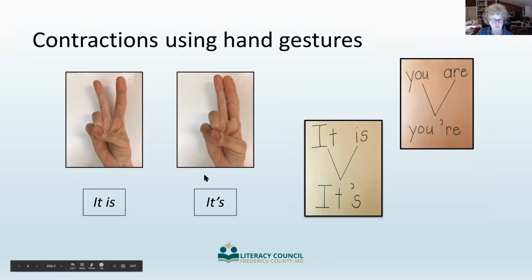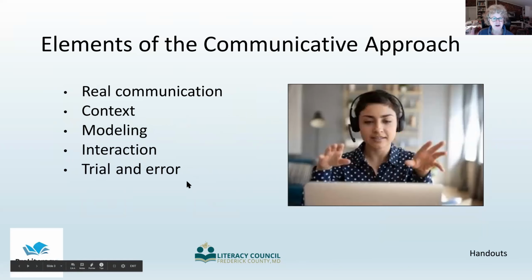Oops, I didn't mean to go forward. Well, sorry. I moved my finger for emphasis.